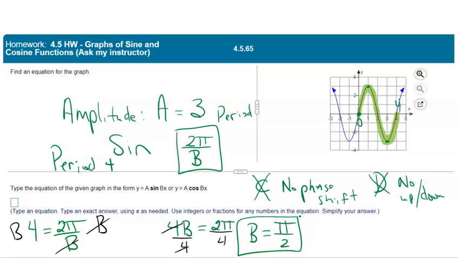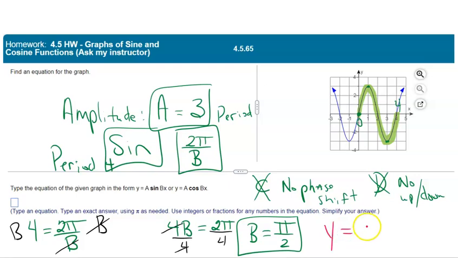So all the things we know to fill in this equation: it's a sine graph, the amplitude is 3, and b is pi over 2. Now, I can't type on this picture. This is just a PowerPoint slide, but my final answer should be y is equal to 3 sine of pi over 2 x. Okay, so we've got everything in there we need.